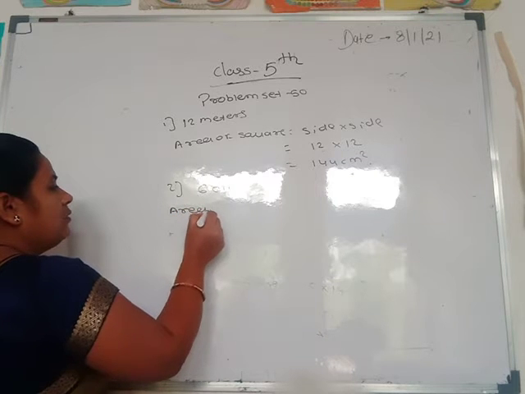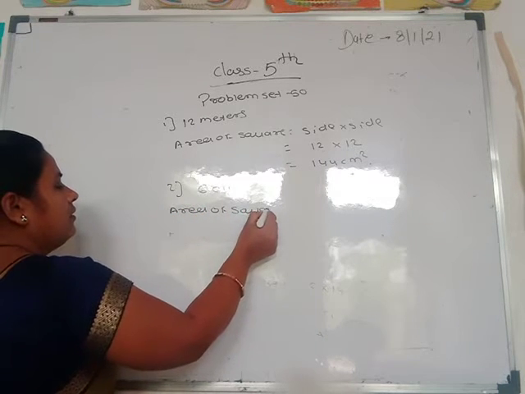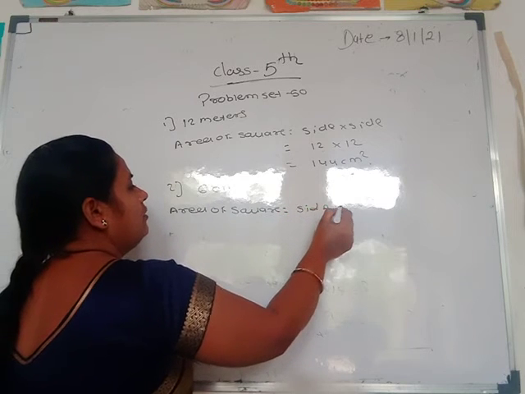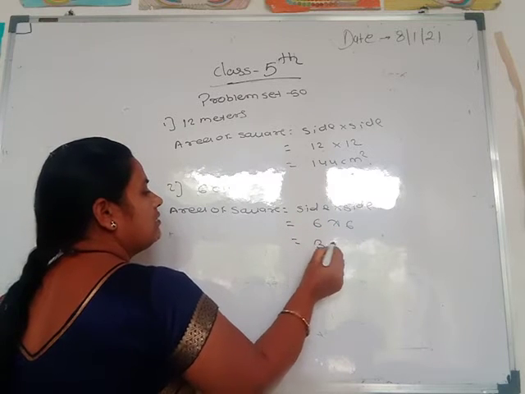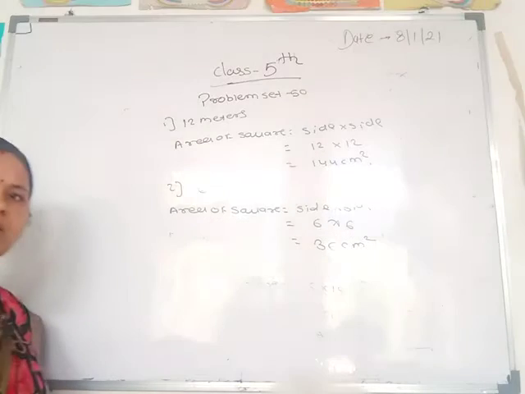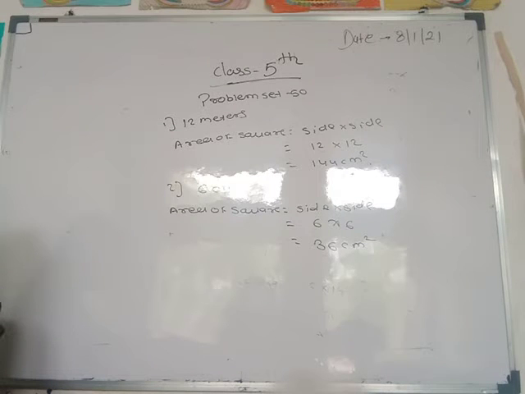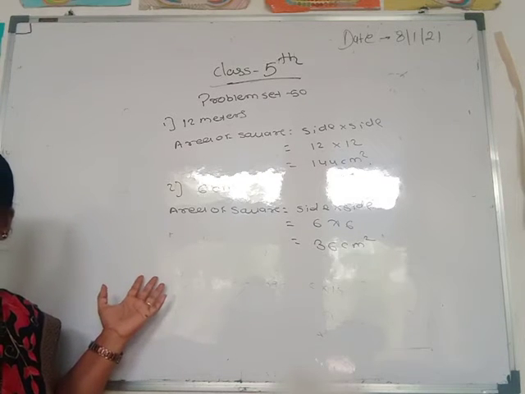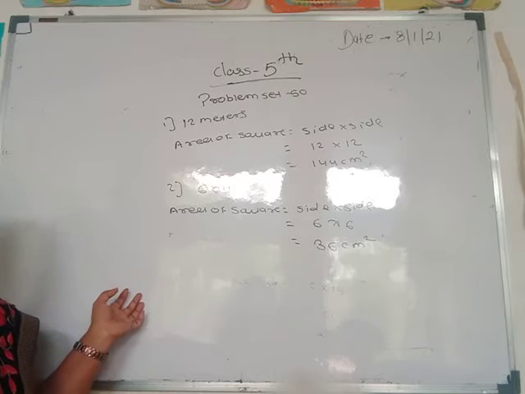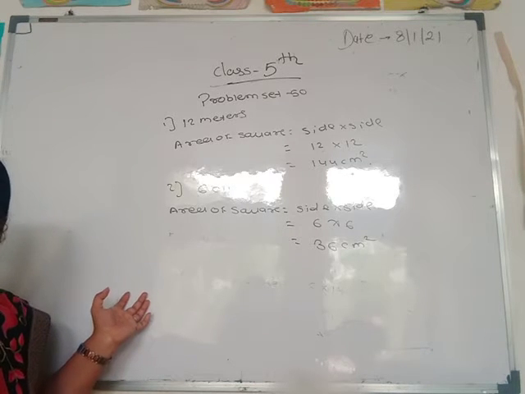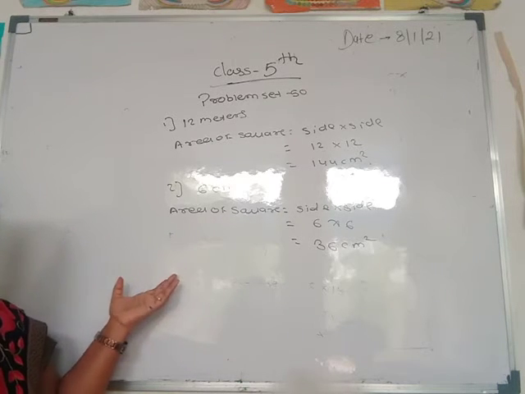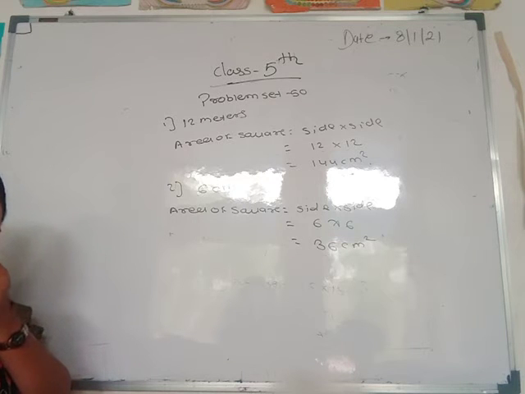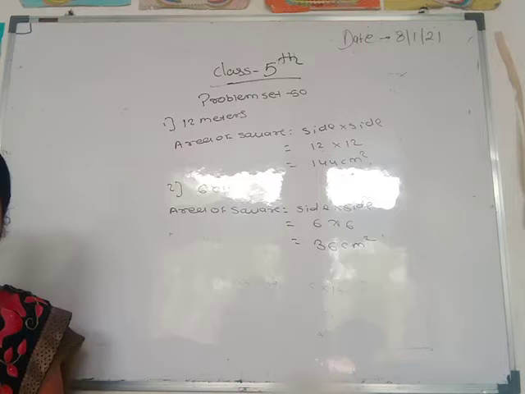Area of square is equal to side into side. The side given here is 6 centimeter. 6 into 6 is equal to 36 centimeter square. Then the third one is given as 25 meters. You write area of square, side into side, 25 into 25, 625 centimeter square. Then 18 centimeter, the fourth one. This also, write area of square, side into side. Then 18 into 18 is equal to 324 centimeter square.